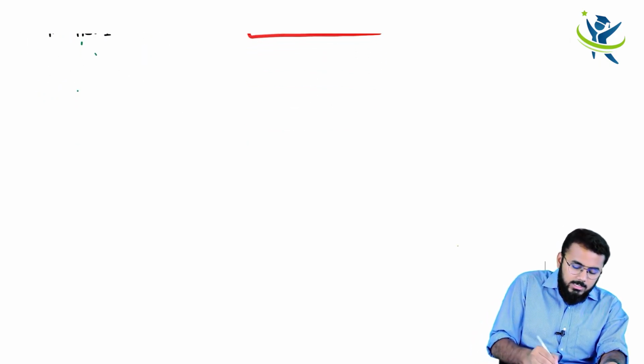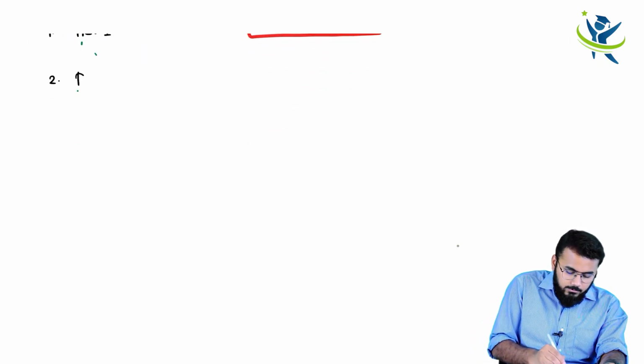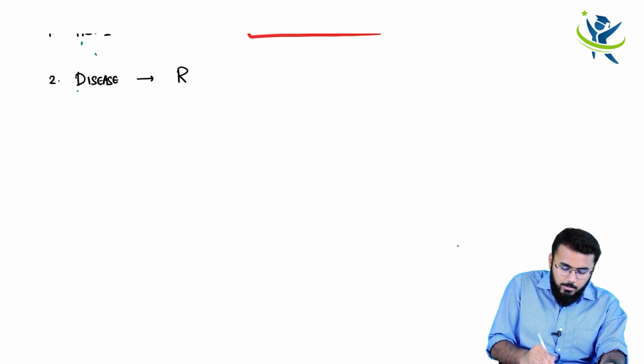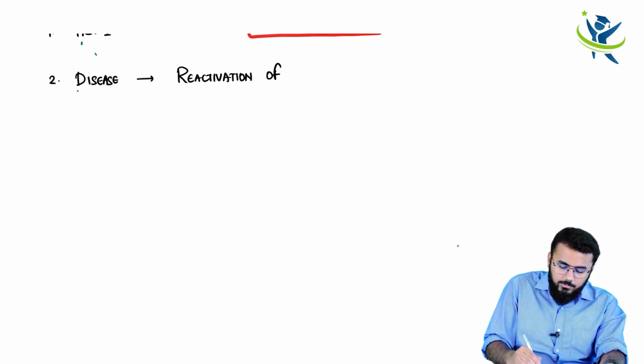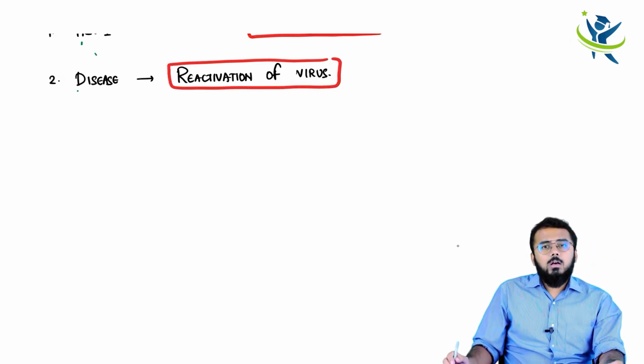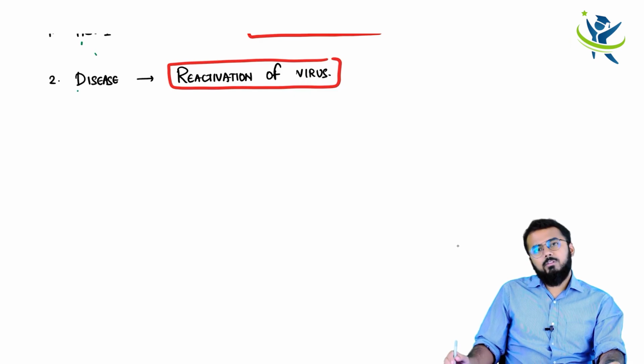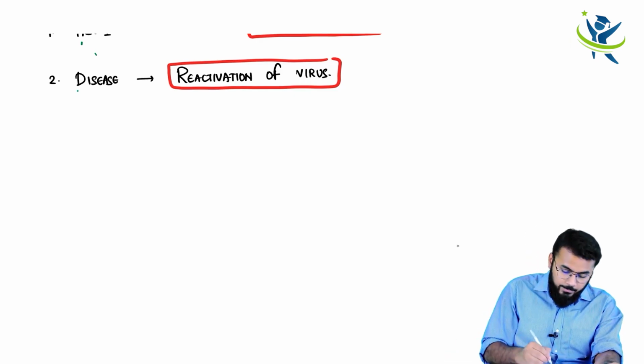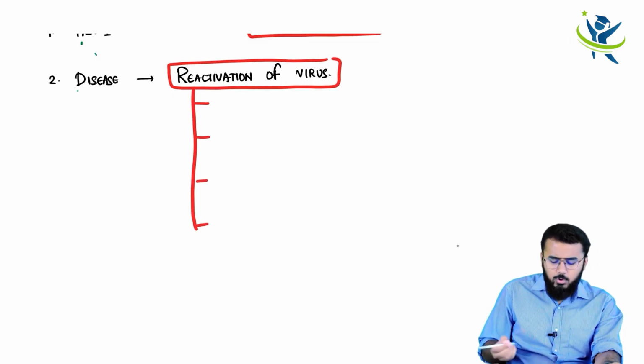Okay, so how does the disease start? Disease will start upon reactivation of virus. If you are reactivating it by chance, then you need to face the consequences. Okay, can you please tell me how the virus gets reactivated? So the virus gets reactivated mainly in 4 ways.